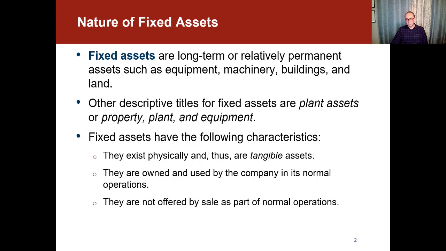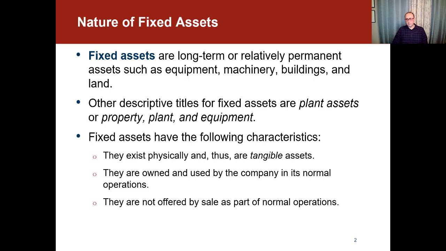So what are fixed assets? These are long-term or relatively permanent assets, such as equipment, machinery, buildings, and also land. Land has a unique nature, and we'll talk about it in the coming slides. Other descriptive titles for fixed assets are plant assets or property, plant, and equipment. What I've seen nowadays is that many companies use the term property, plant, and equipment. I think it represents the fixed assets more than anything else.